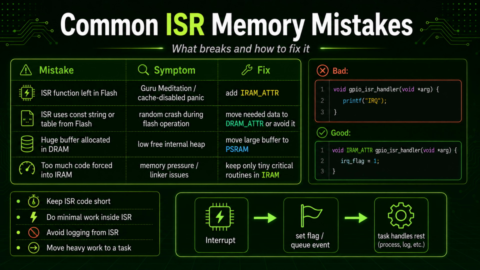Another mistake is forcing too many normal functions into IRAM. This wastes limited internal memory and can eventually create linker or memory pressure problems. Finally, developers sometimes place huge buffers in internal DRAM even when the system has external PSRAM available. That reduces memory available for tasks, networking, and system components. A good design therefore keeps critical ISR code small, keeps required interrupt data in accessible internal memory, and moves large non-critical workloads outside the ISR, and often into PSRAM.